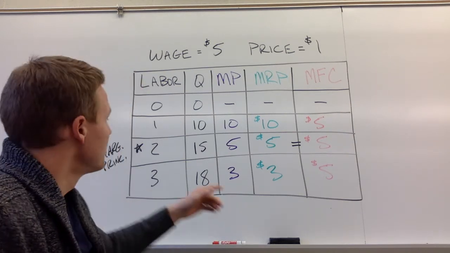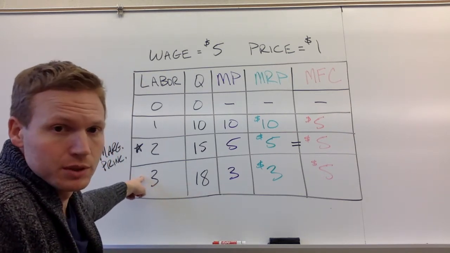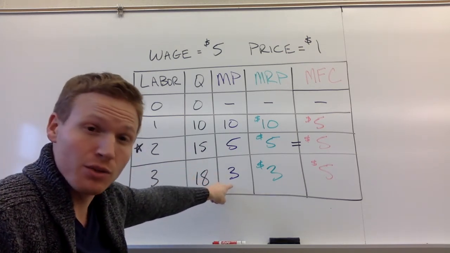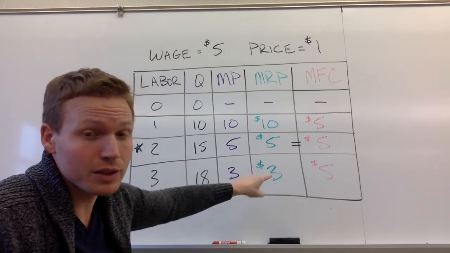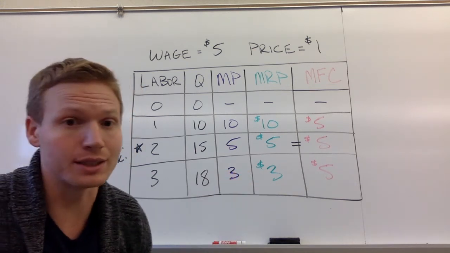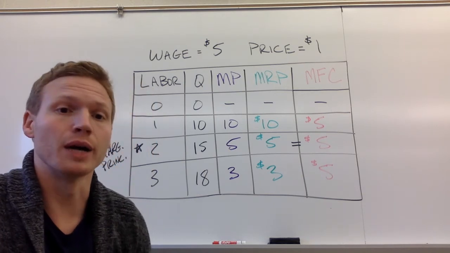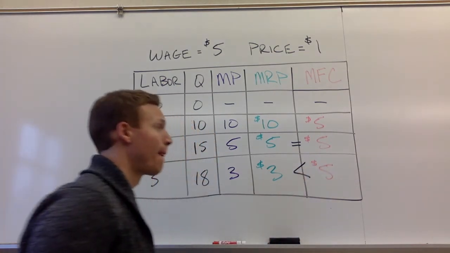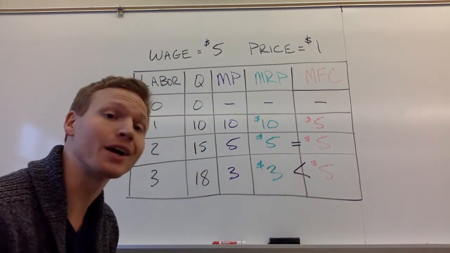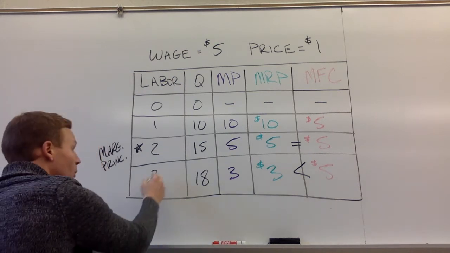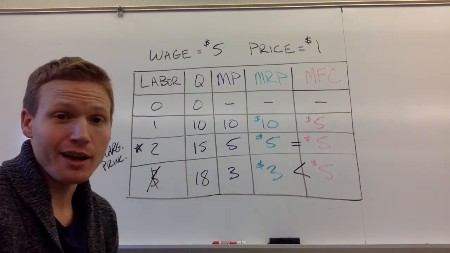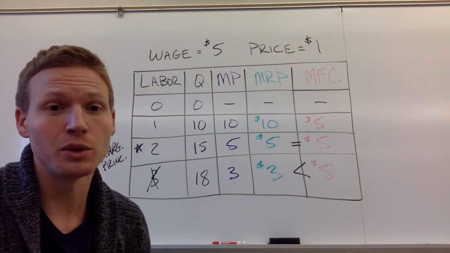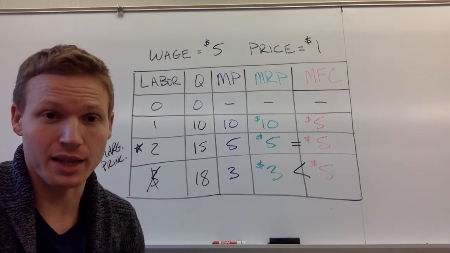Now, this final unit of labor, the third worker, only produces an extra 3 units, and that's only going to give us $3. So that third worker is not paying for themselves, right? They did not generate enough productivity to cover the marginal factor cost of hiring that worker. So we are not going to hire worker number 3. And if we do, and they generate these results, then we might have to part ways with that particular employee.